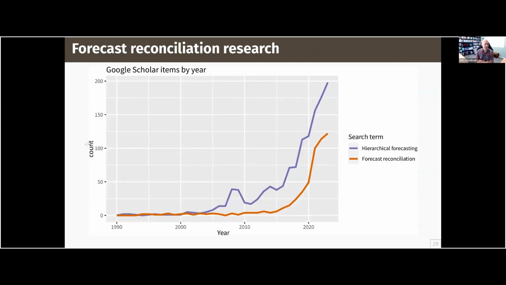You can see the growth of the idea by looking at Google Scholar items. So if I do a search on the phrase hierarchical forecasting, nothing really before 2000. A little bit of a kick up here when we first started thinking about the problem. When our first paper came out in 2011, the first methodology paper that's here, and then it really took off after that. Forecast reconciliation was a phrase we came up with a little later, so it took a bit longer to take off. And now we're getting hundreds of papers every year on the topic.